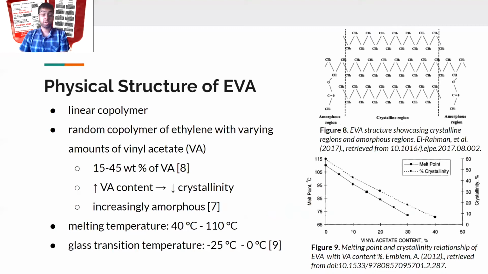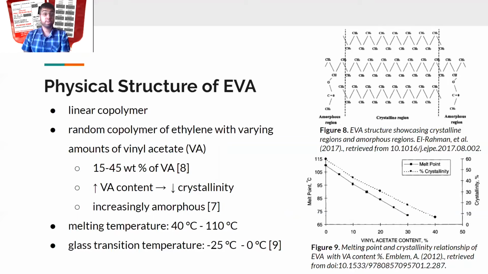EVA is physically structured as a linearly random copolymer with an arrangement of ethylene and varying amounts of vinyl acetate, or VA, distributed across the copolymer depending on the desired properties of the manufacturers. Typically in blood bags and tubings, EVA is found to have a 15 to 45 weight percent range of VA with an increasing amount of VA content leading to decreasing crystallinity and increased flexibility.